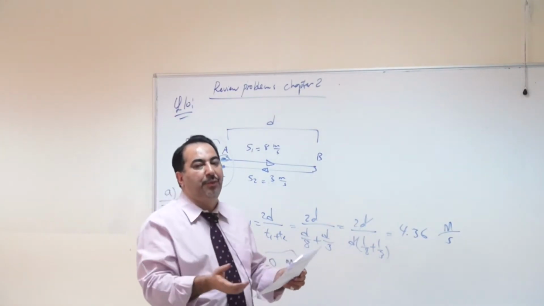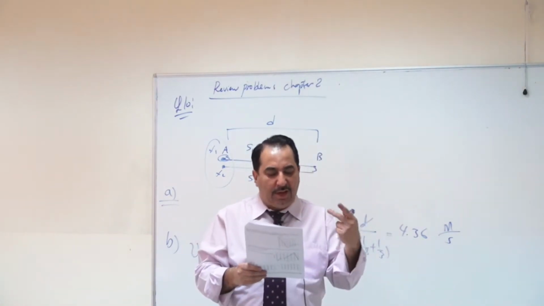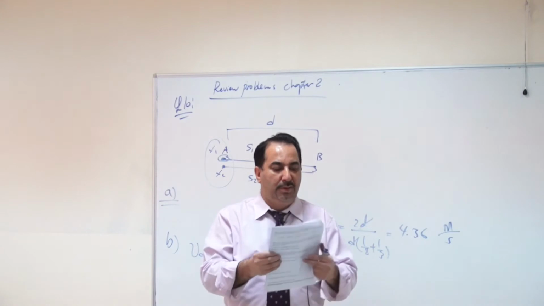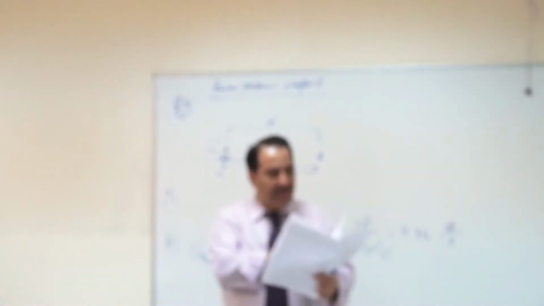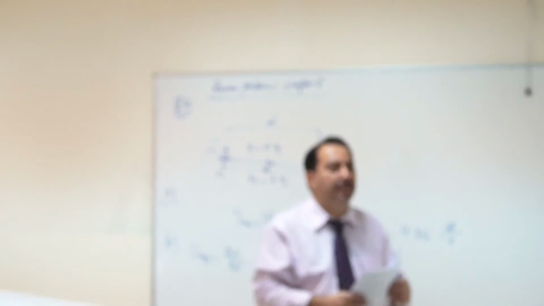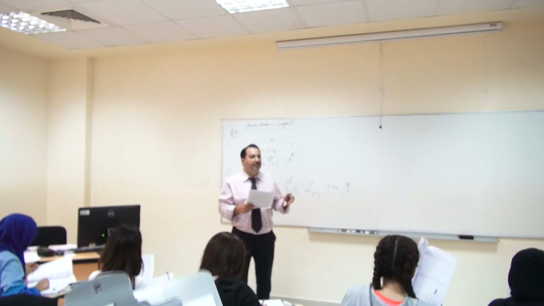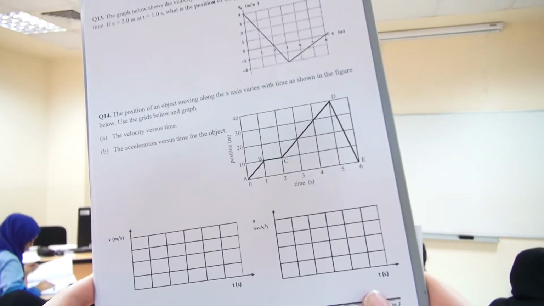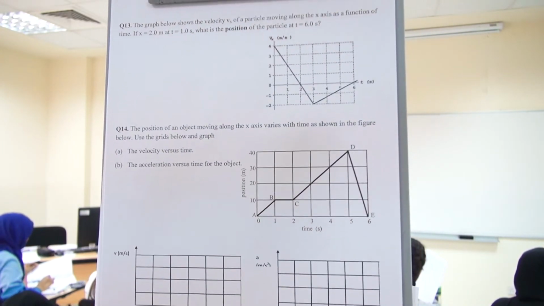Now we go to another group of questions on the review problems. If you look at question 12, page number 2, question 12, and then question 13, 14, 15, 16, 17. Those are all about graphs. Yeah? About graphs. You have graphs of xt or vt or at. So what I'll do, I'll choose a sample.